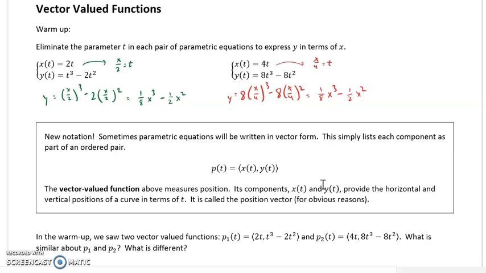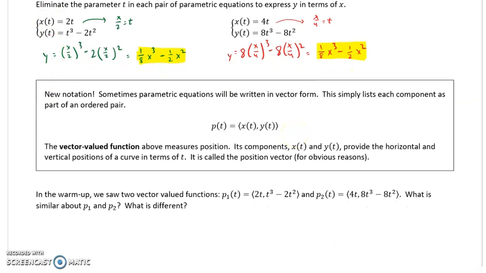All right, cool. So looking at the two vector-valued functions that we saw in the warm-up, we can just write them, instead of as two separate equations, as an ordered pair with these angled brackets. And the question here is to compare them. What is the same? What is different? And it's pretty obvious, I think, that what is the same is that when you eliminate the parameter, you get the same equation, y equals 1/8 x cubed minus 1/2 x squared. In other words, the path is the same.